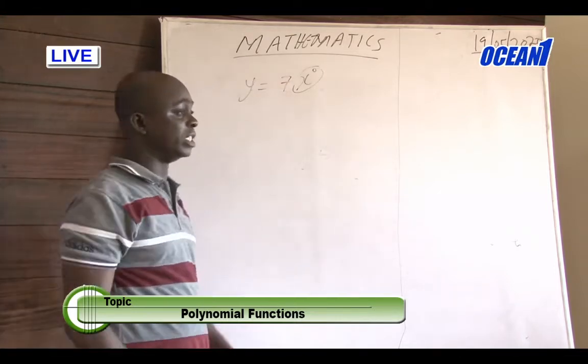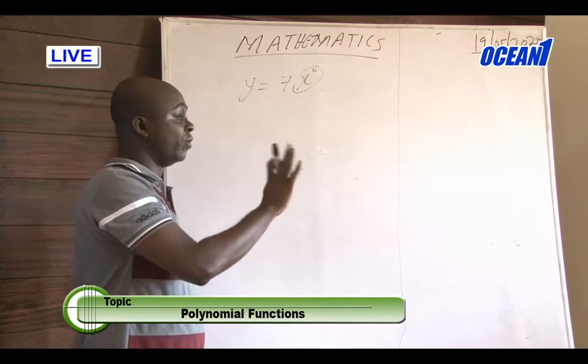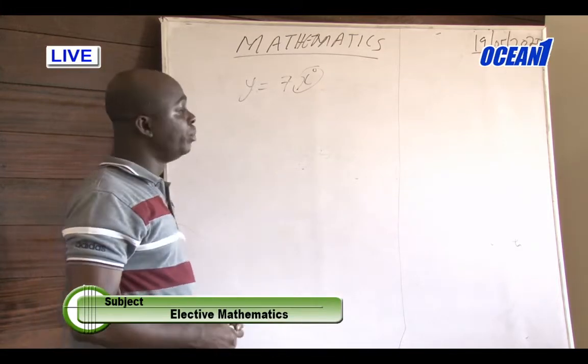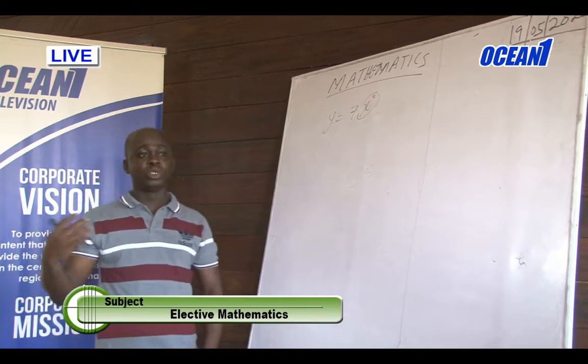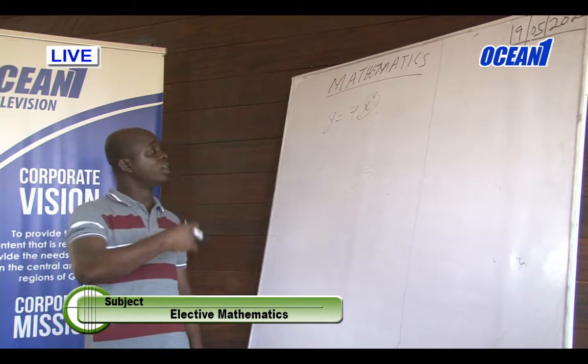A polynomial of degree 0 is what? A constant function. A polynomial of degree 1 is referred to as a linear function, and of degree 2 will be a quadratic function. Degree 3 will be a cubic function, and quartic, and then so on. These are the various types.